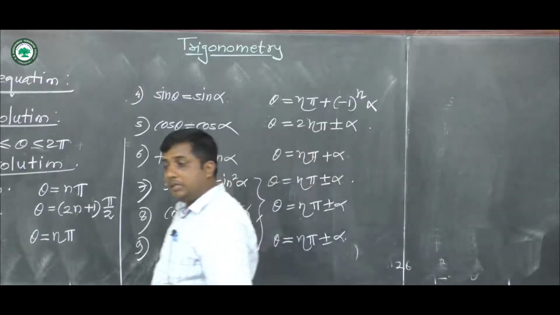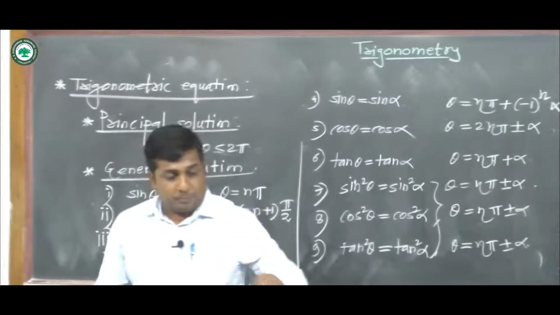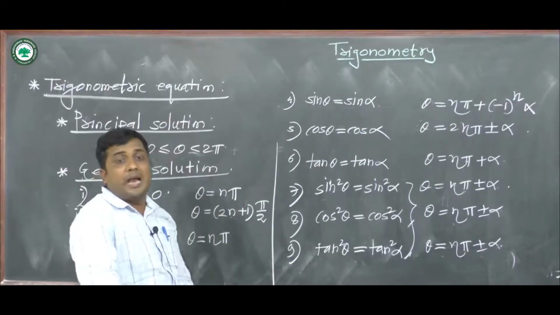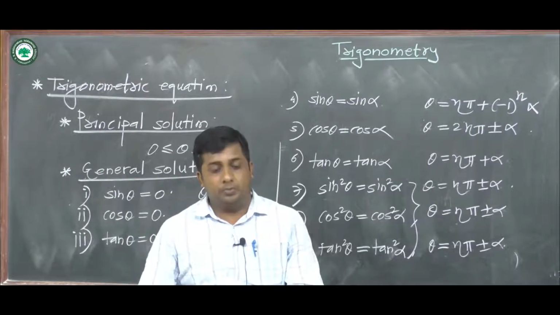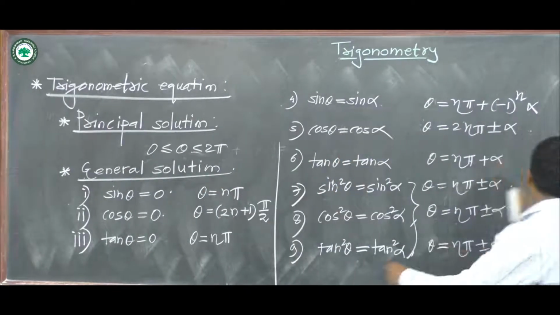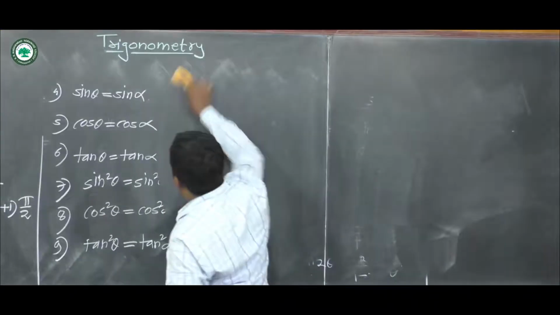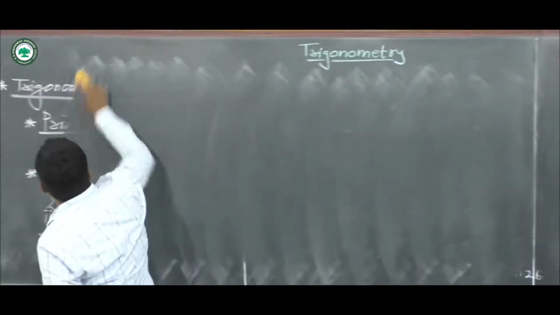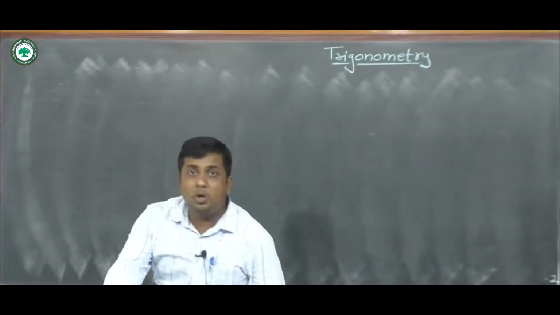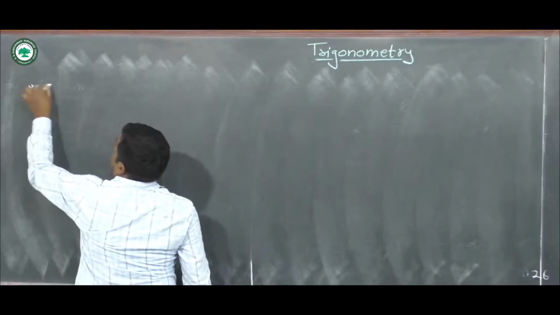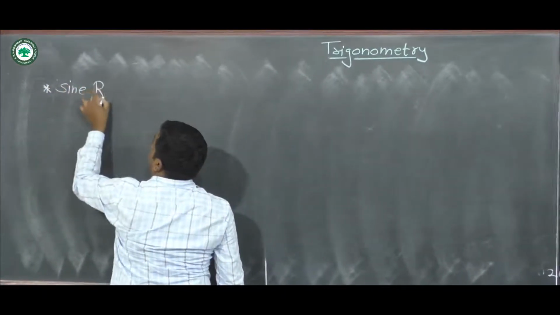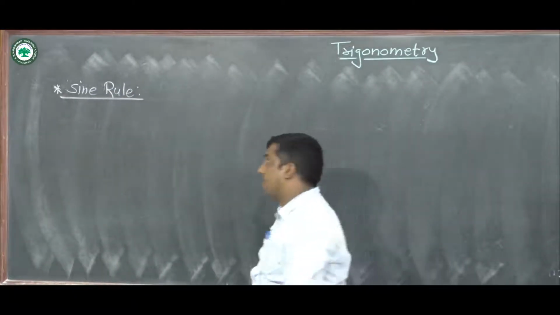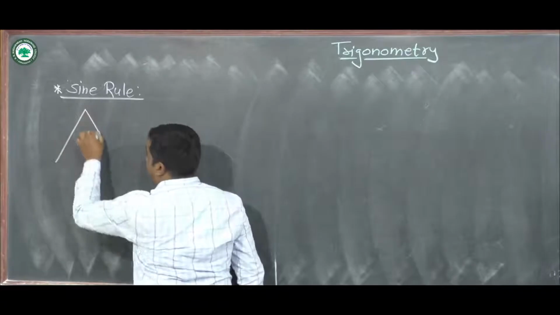Okay, so in this lecture, up to all these points, we consider the principal solution and the general solution. Now we go with next part, and in that we consider sine rule. This sine rule is also important. Here for the sine rule, we consider one triangle. To define the sine rule, we consider one triangle.